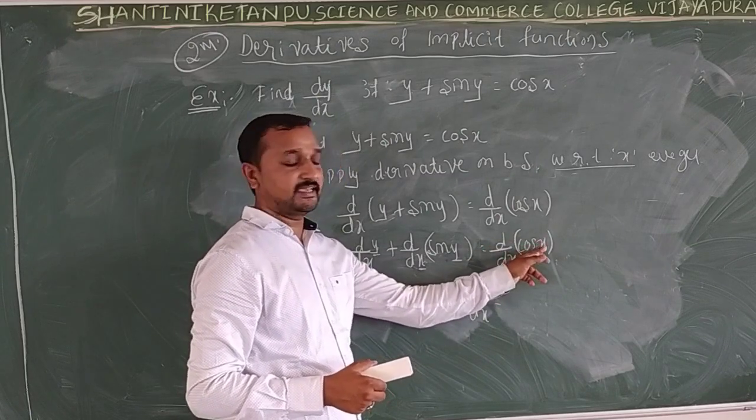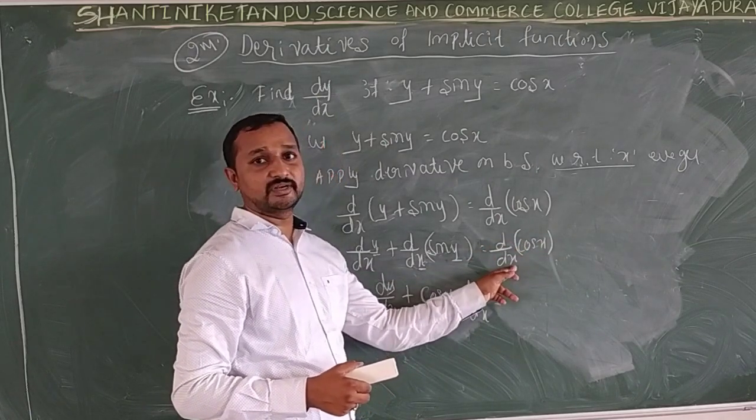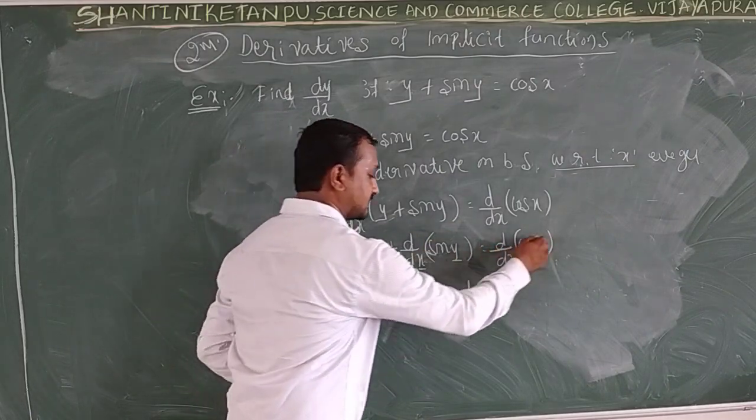d by dx of cos x. Here x is there, so the derivative of cos x is minus sin x.